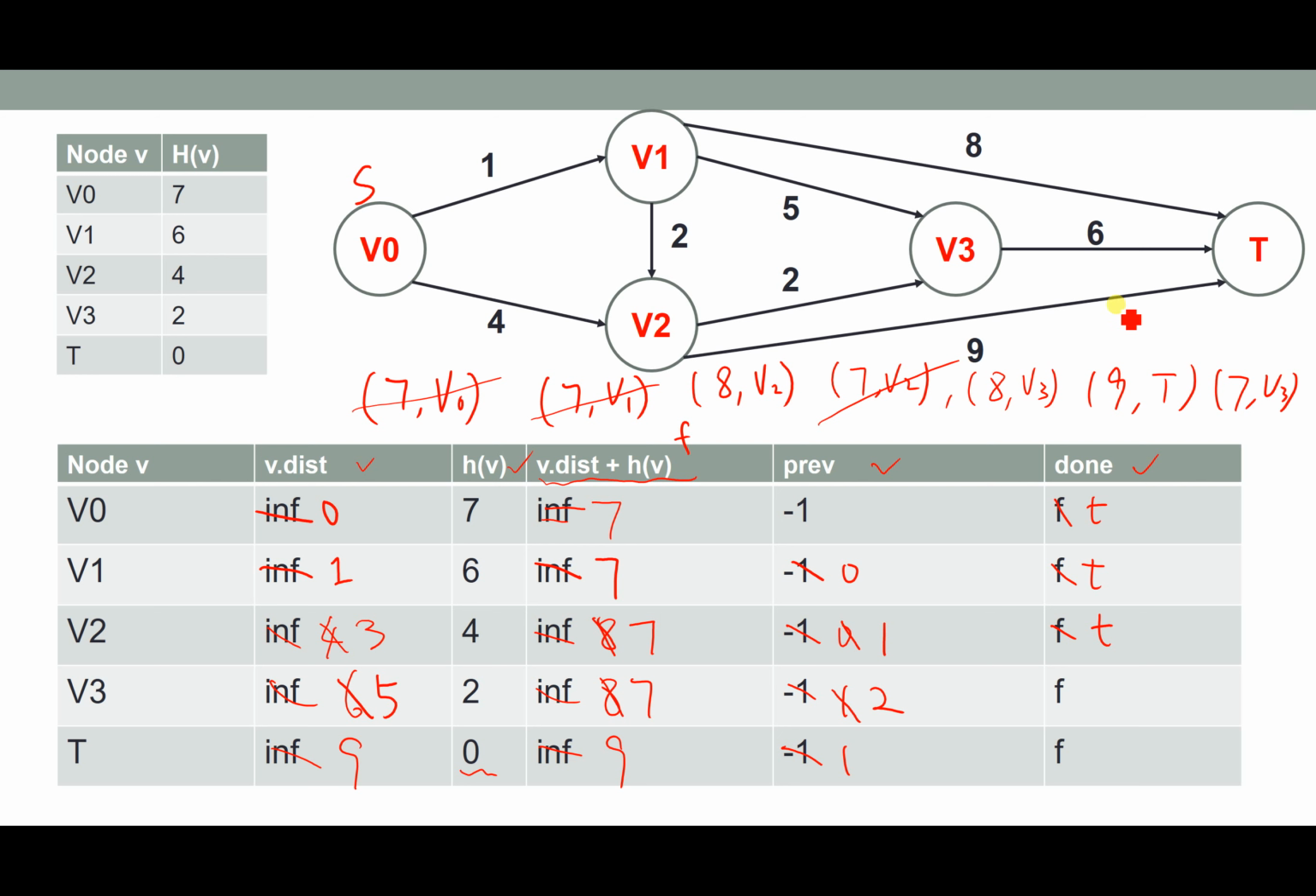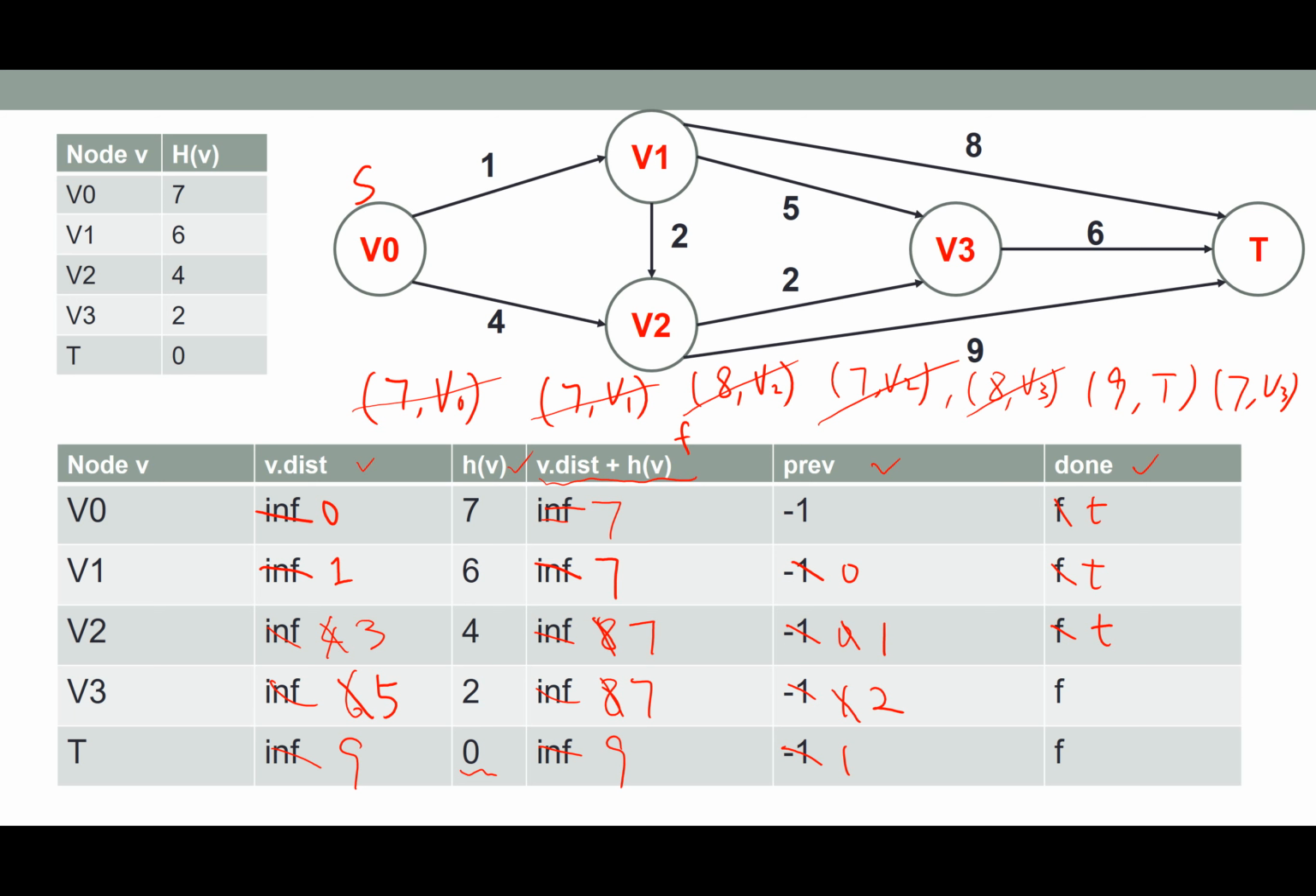For t, v2's distance is 3. 3 plus 9, which is 12. 12 is no better than 9, so we don't update t. And now we are done with all the neighbors of v2. Now we will pop again, which is 8 v2, because v2 is already visited, so we just ignore it. The next thing we say is 8 v3.